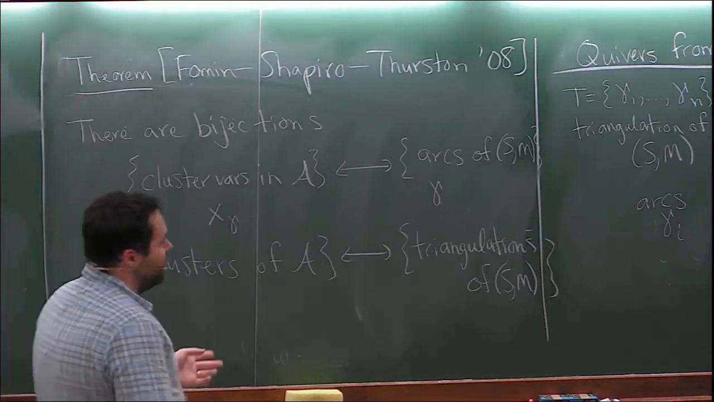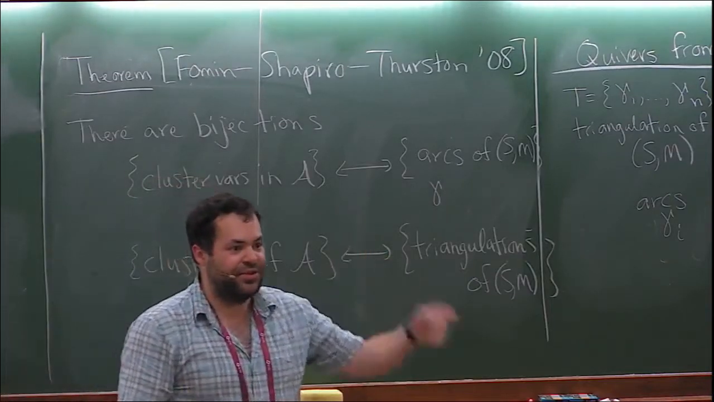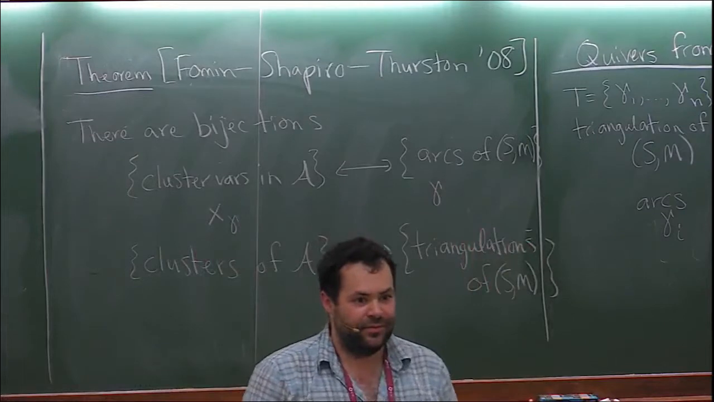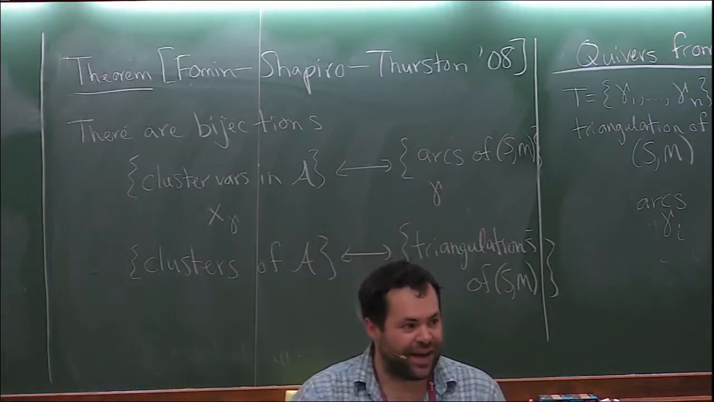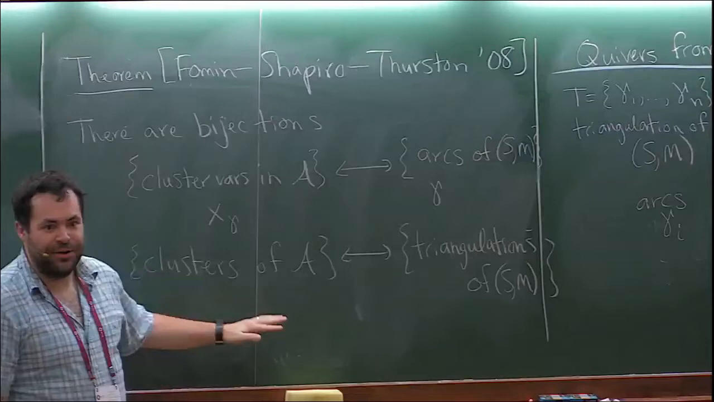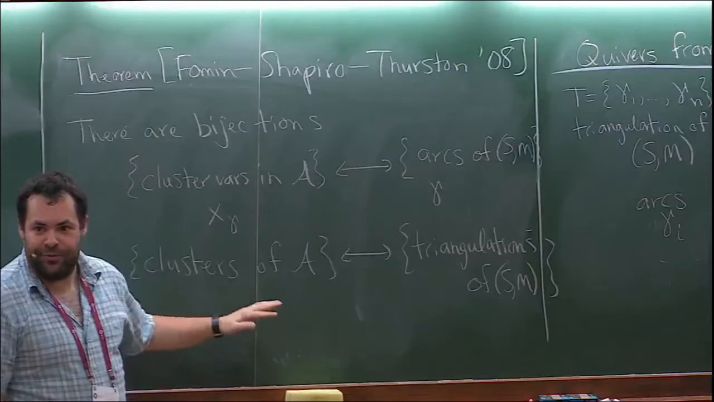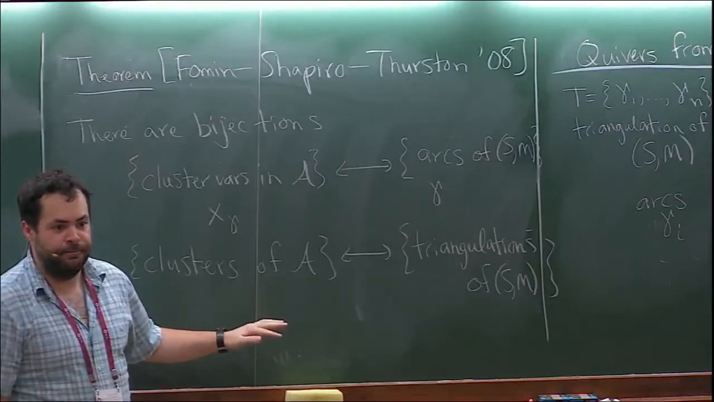But I'm not allowed to flip the radius of a self-folded triangle yet. If I would have had time to introduce these tag triangulations, then I could add one more sentence that says mutation and flips coincide. But right now, they only coincide if I don't flip at the radius of a self-folded triangle.